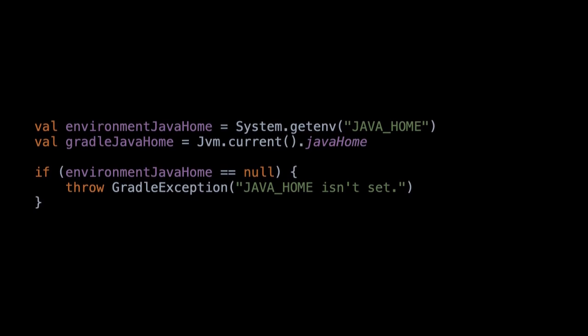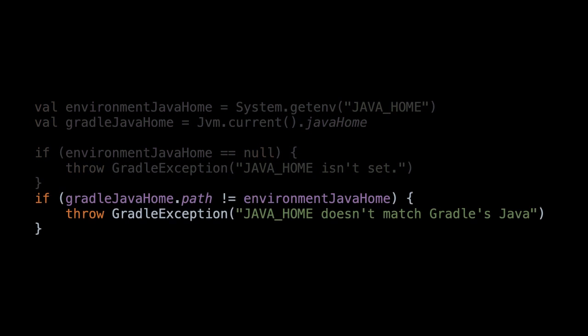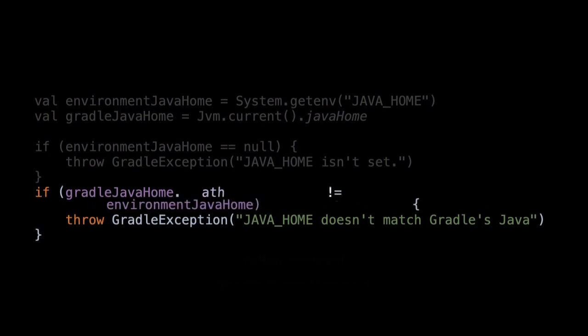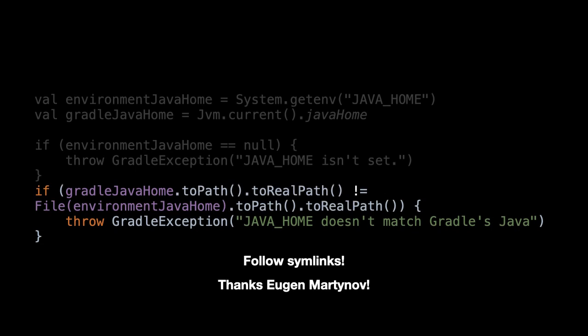So what you do is a very simple string comparison. You check first that the Java home is set, and second that it matches the current Java home. You can also, if you have symlinks in your Java home, check that they're real paths. Otherwise, they may be referring to the same location, but the string won't be equal.